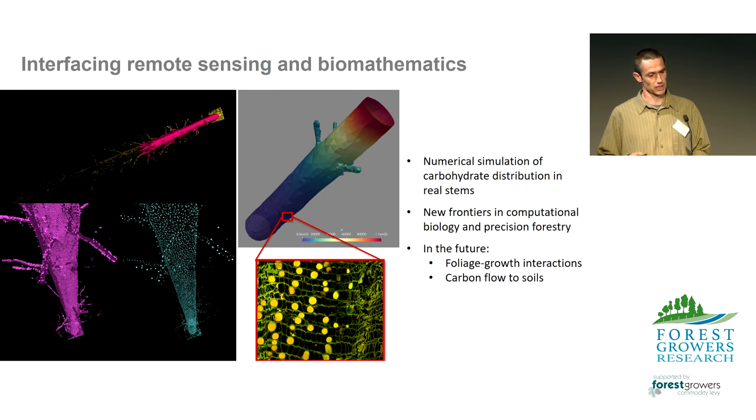Thanks to that, we can show that theoretical biology is not something that exists just to write papers, but can have practical application and be helpful in the future for precision forestry. For example, to study foliage growth interactions, or to measure the amount of carbon being pumped into the soils, which is quite important for sequestration.